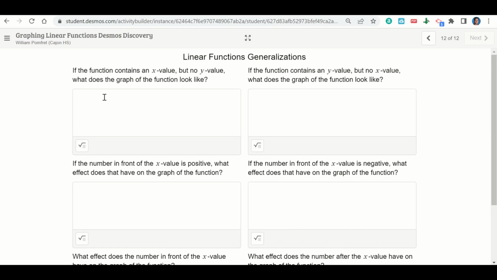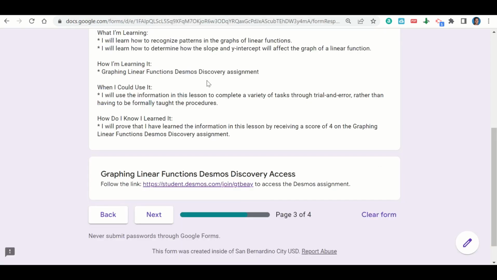So once we get here, it says if the function contains an x value but no y value, what does the graph of the function look like? Well, based on what we did with the graphs, you should be able to answer these questions. So you'll answer each of these questions. When you're done, you'll go back to your Google form, click Next. This will take you to your Before You Go. You'll answer your Before You Go and then submit your work on Google Classroom.